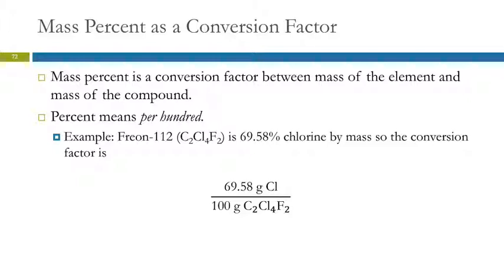We can use a mass percent as a conversion factor. Percent means the part over the whole times 100. We can also describe percent as how many parts out of 100. Percent literally means per 100. So how many parts per 100? If we are given the information that Freon 112 is 69.58% chlorine by mass, that means it's 69.58 grams of chlorine out of every 100 grams of the compound. So we can take that percentage and make it into a conversion factor.